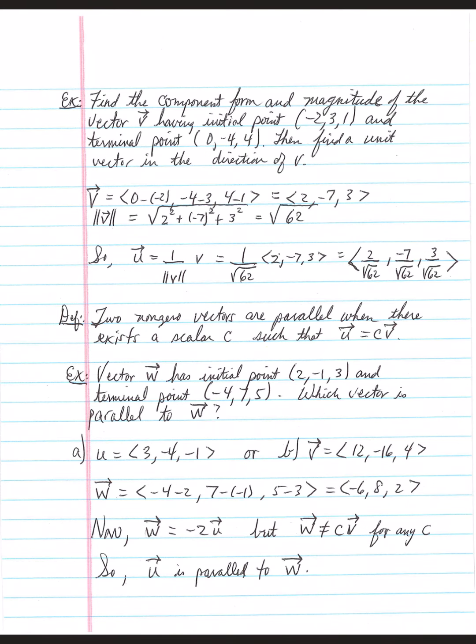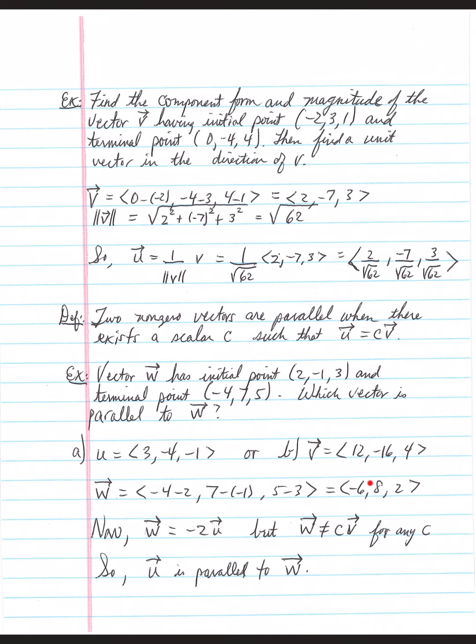Now, let's notice that -6, 8, and 2, if you compare that to vector u, if you multiply everything by -2, you get exactly vector w. So we can say, because vector w is equal to -2 times vector u, they're parallel. So we can claim vector u and vector w are parallel. They have a scalar that makes them equivalent or equal.